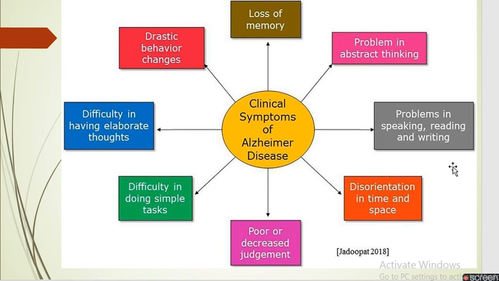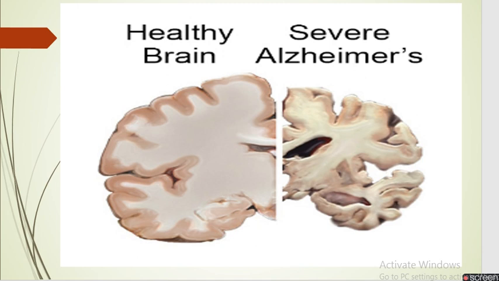Then there is a problem in speaking, reading and writing. Patient cannot speak well, cannot read well, cannot write well. And there is a problem in abstract thinking, meaning the patient cannot think well. So these are the main clinical features of Alzheimer disease.